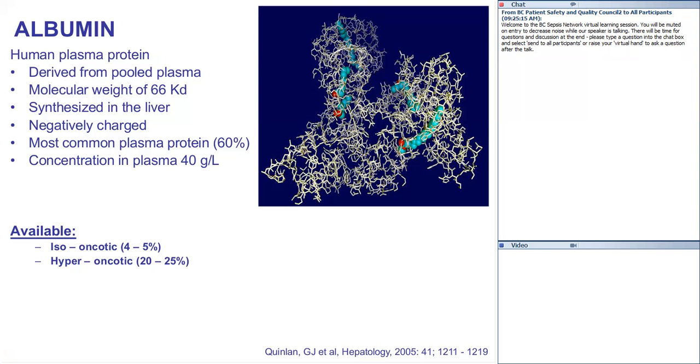It's available in an iso-oncotic form, 4 or 5%, or the hyperoncotic form, 20 to 25%. The difference clinically is that when you resuscitate with the iso-oncotic form, you're supposed to maintain that fluid in the intravascular space, whereas when you resuscitate with a hyperoncotic fluid, at least in theory, you're drawing fluid from the extravascular space into the intravascular space. And again, I say that theoretically or in healthy volunteers, because in our critically ill, it's really not clear that you recruit a whole lot of extra fluid.